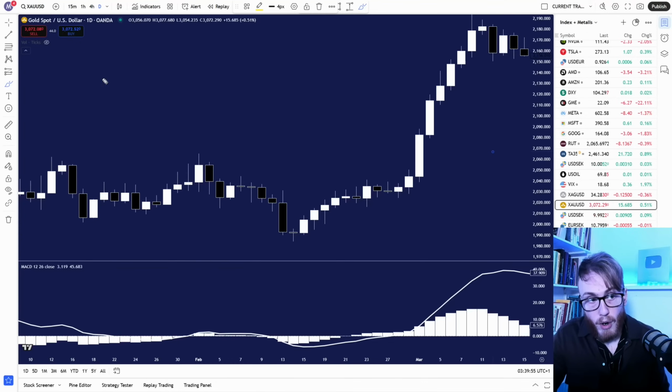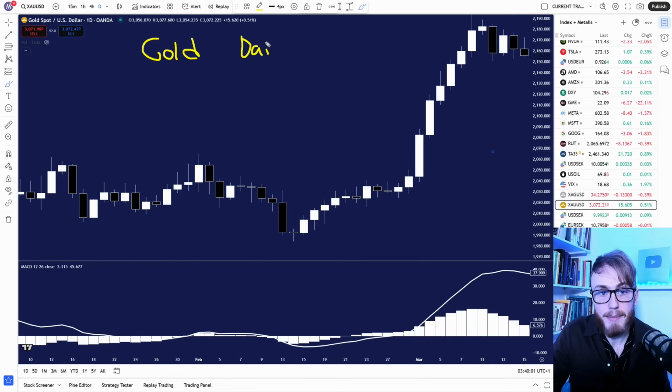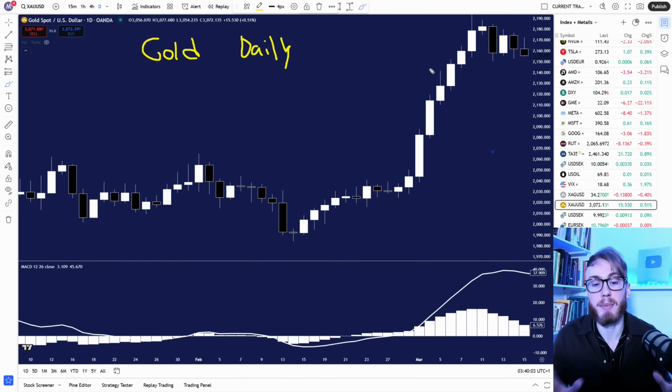Alright, so now we are in TradingView. We are right now looking at a gold chart actually on the daily time frame. So every candlestick here represents 1 day.